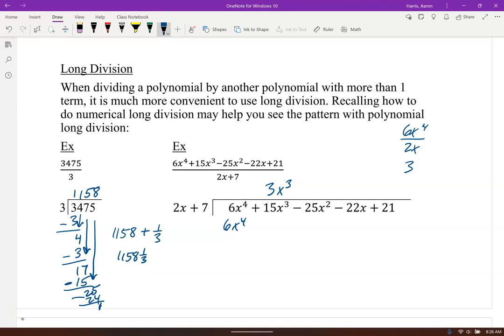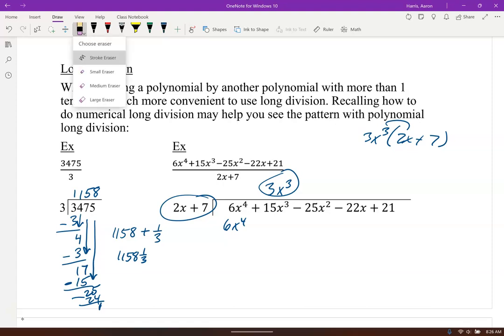Okay, so I gotta match that term. But I gotta multiply it by both terms, right? So again, how do you get this? So that's just 3x to the 3rd there. So what are we gonna do now? Well, I gotta multiply it through. 3x to the 3rd is actually times both of those. So I've already written the first one, 6x to the 4th. So now let me write the second one.